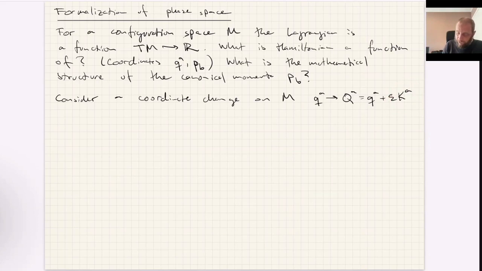So I can also invert this. So this means that q^a is equal to capital Q^a minus epsilon K^a, right? That's just subtracting that term from both sides. So the question is, how do the canonical momenta transform under this transformation?